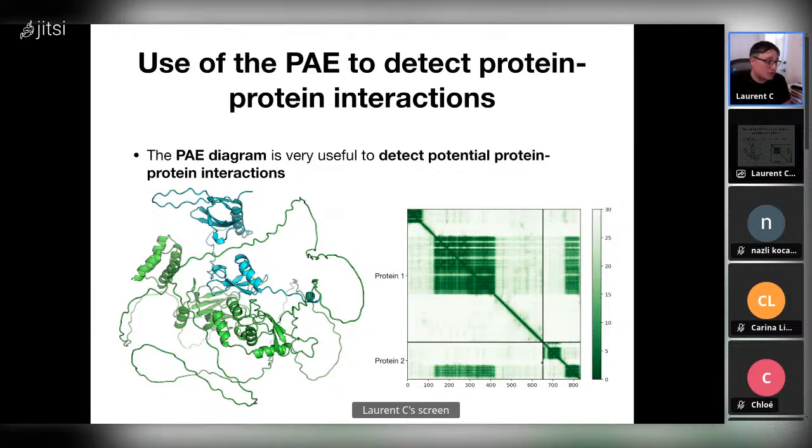So in the lab, we've developed scripts to automatically look at those regions of the PAE, and that's a way in which we can make predictions for a lot of potential protein-protein interactions and quickly obtain this data and know what are the proteins that interact with each other.